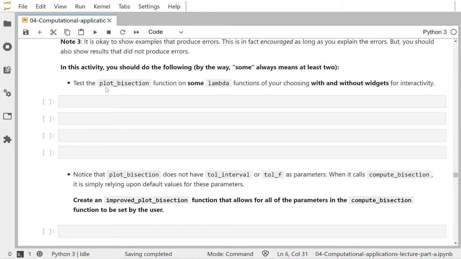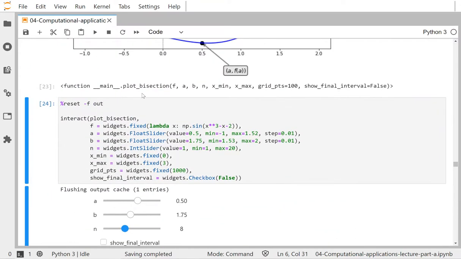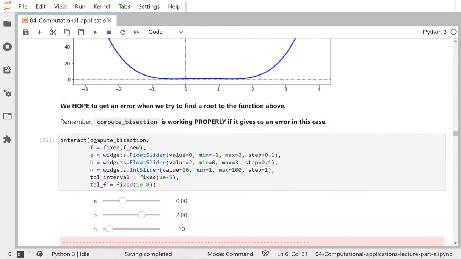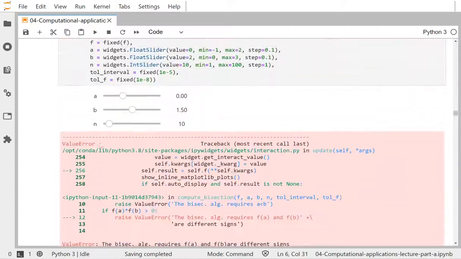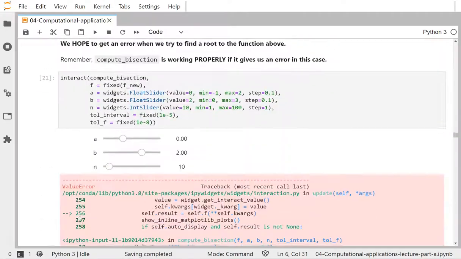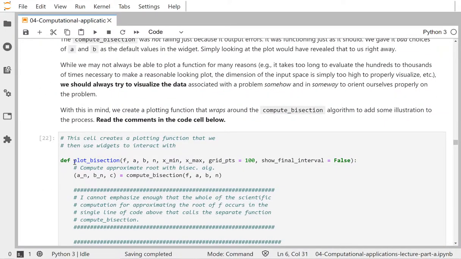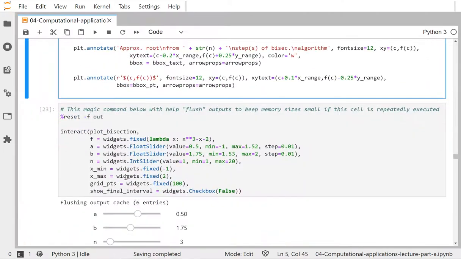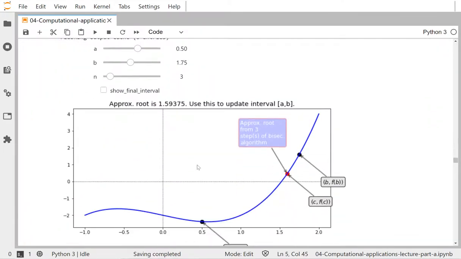So for instance, test the plot bisection function on some lambda functions of your choosing, both with and without widgets for interactivity. If you don't do it with a widget, here I'm showing it all with the interaction, but remember I showed how to interact with compute bisection, but I also showed just evaluations of compute bisection that didn't have any interactivity. So you can run plot bisection as a function, just as you normally would, just like I showed with compute bisection. You just have to run it where you give it these various arguments, these various parameters, and it will then produce a static plot. It won't have this interactivity.